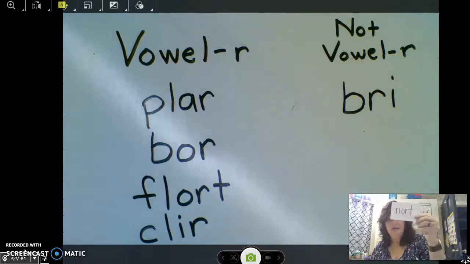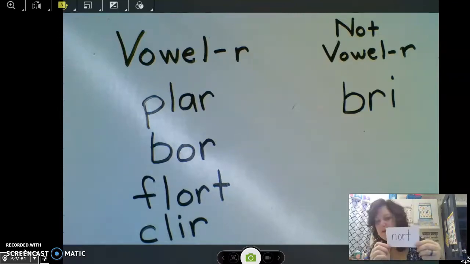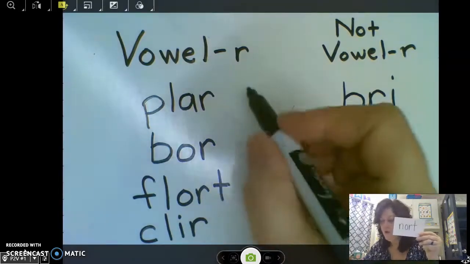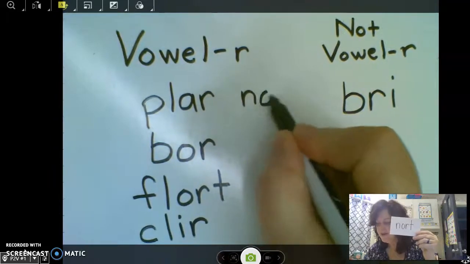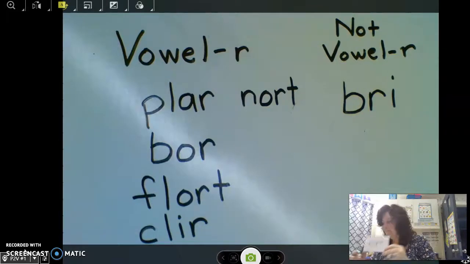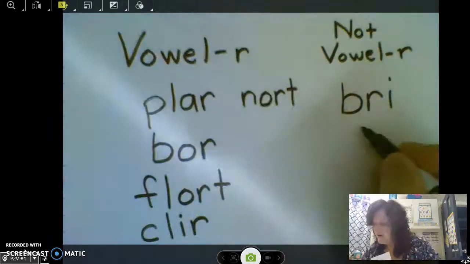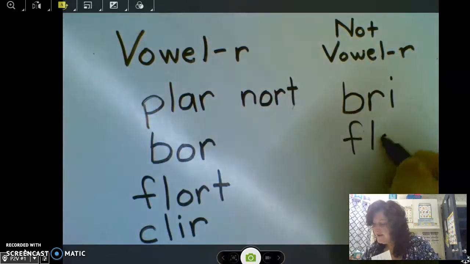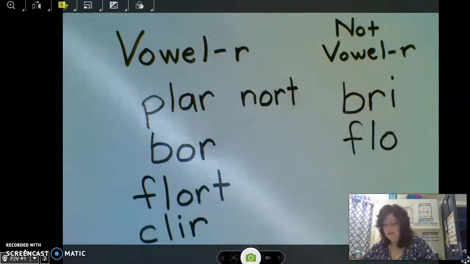Next we have this silly word. What do you think? Nope. Find the vowel. It is followed by an R, and hopefully you're thinking, oh, that's a nort. It is going to go, I'm going to squeeze it up here, on the vowel-R syllable side. There's no tricking you guys, is there? That is not a vowel-R. That looks like another open syllable, flow.